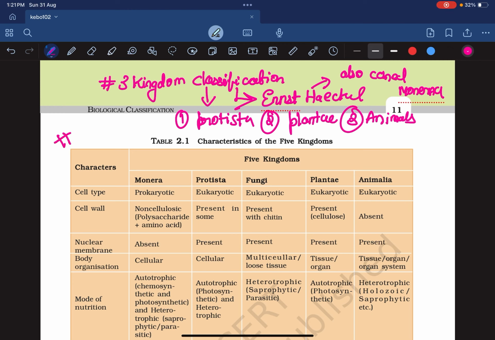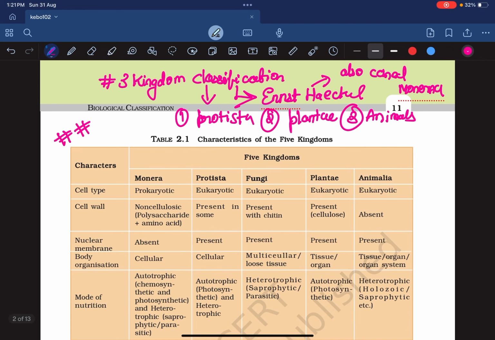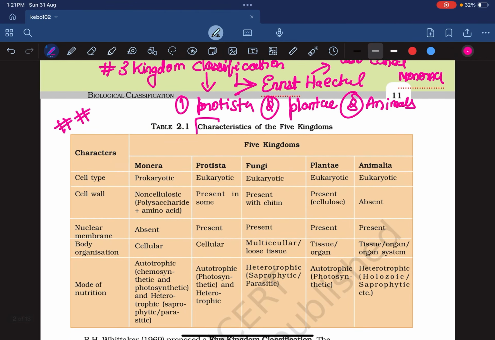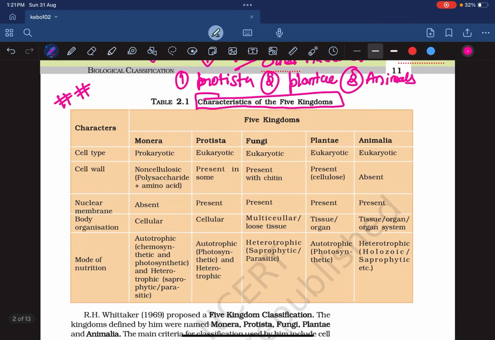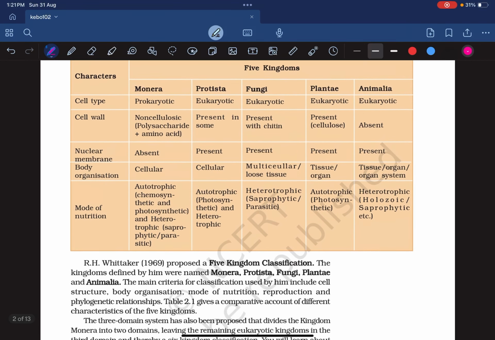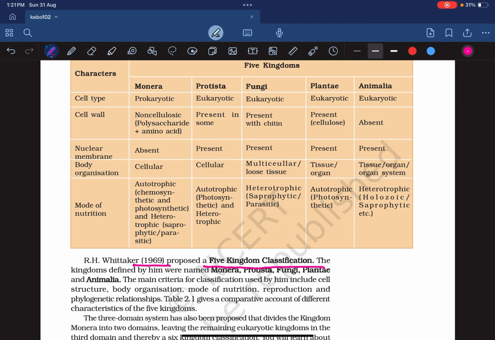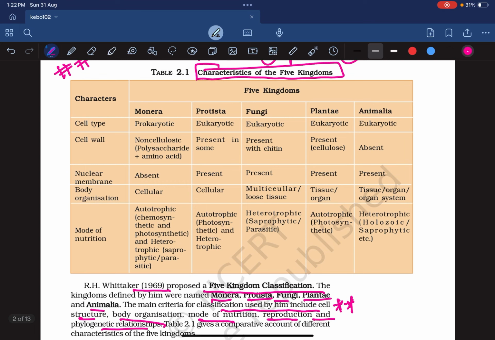So this is a very important table for your 11th class exams or NEET exams. Here are the characteristics of 5 kingdoms. Before that, since the two kingdom classification was not able to classify all the organisms properly, R.H. Whittaker in 1969 proposed the 5 kingdom classification, which were named Monera, Protista, Fungi, Plantae and Animalia. The main criteria of classification used included cell structure, body organization, mode of nutrition, reproduction and phylogenetic relationship. Very important point. Here you have to remember or try to learn this table.